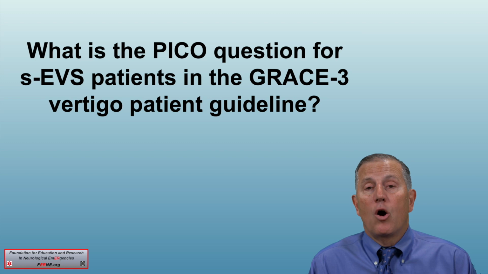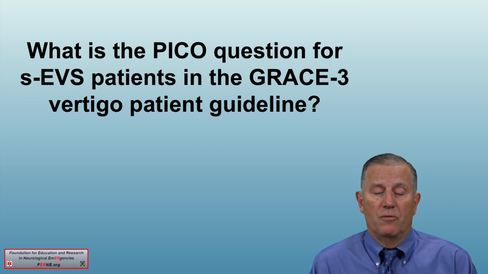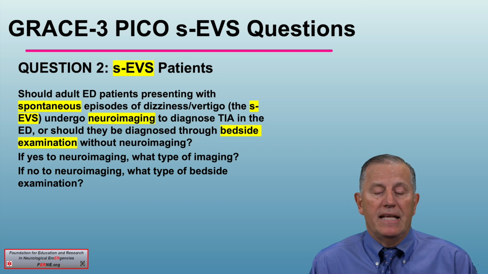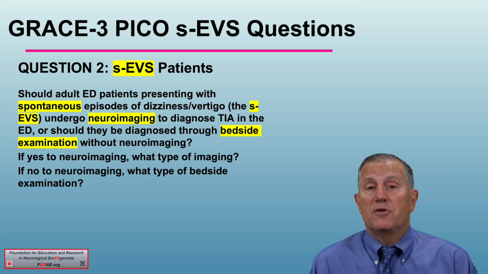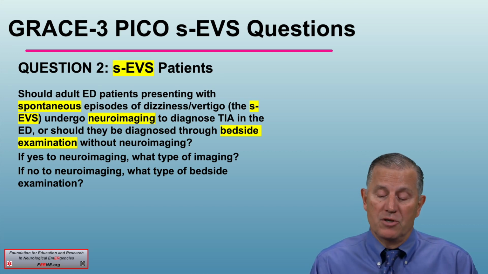What is the PICO question for the spontaneous episodic vestibular syndrome patients in the GRACE-3 Vertigo Patient Guideline? The question related to spontaneous episodic vestibular syndrome asks, in these patients, should there be neuroimaging made to diagnose TIA, or should these patients be diagnosed with bedside examination? If yes to neuroimaging, what type? And if no, what type of bedside examination should be done?